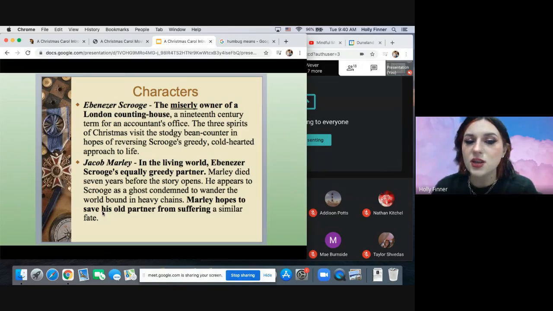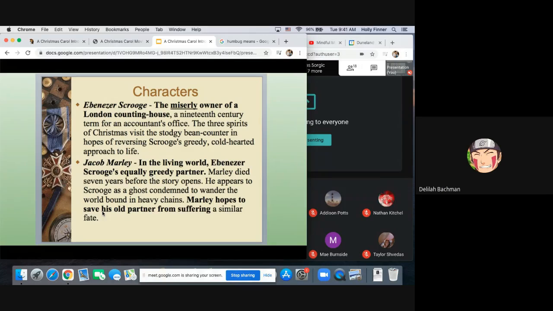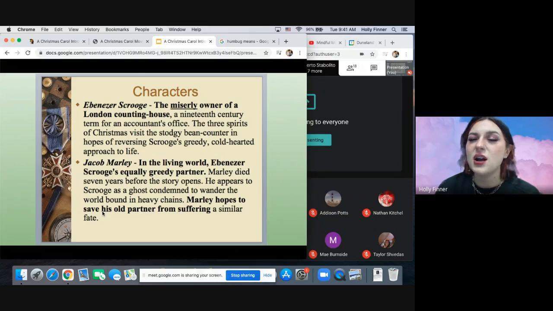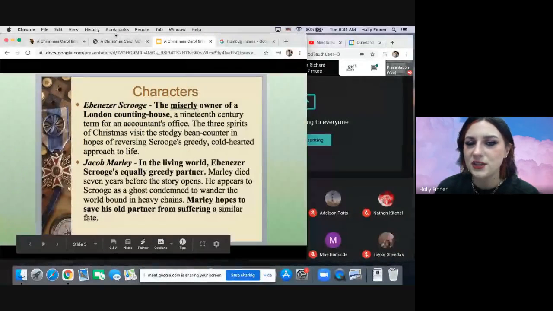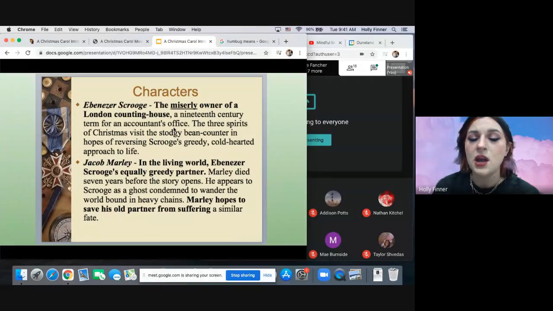Here are some of the characters that we're going to listen to or watch today. So we have Ebenezer Scrooge. He is miserly. Do you guys know what miserly means? If you're a miser, you are cranky and old, and you just have a very negative opinion about things. Exactly. So that's Scrooge. He worked at a counting house, so basically his occupation was an accountant. And the premise, or the plot, is that 3 spirits of Christmas are going to visit him, and they're going to try to make him not be so greedy and cold-hearted.